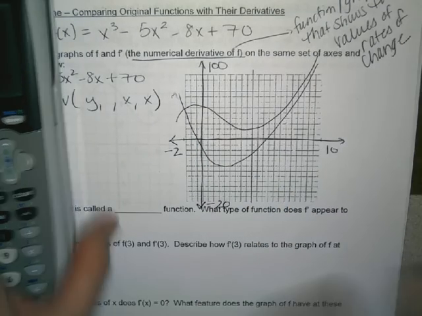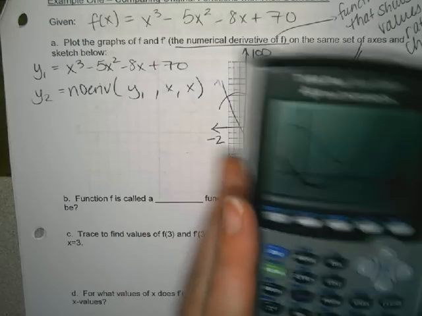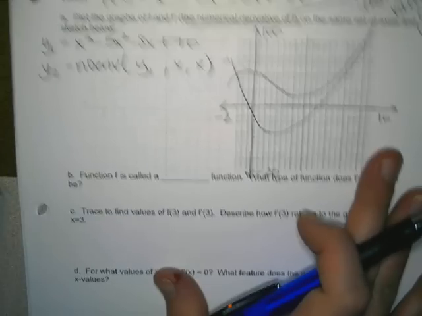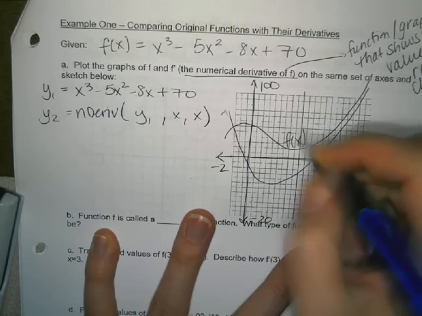Okay, so it's very rough, but you kind of get the idea. Alright, let's label these functions. This is f of x, this is f prime of x.